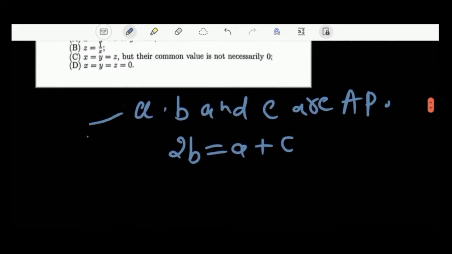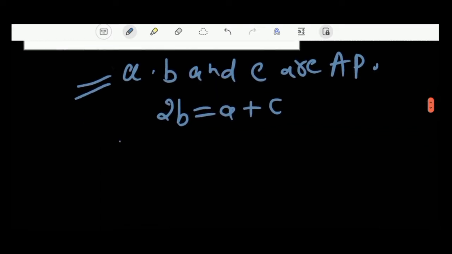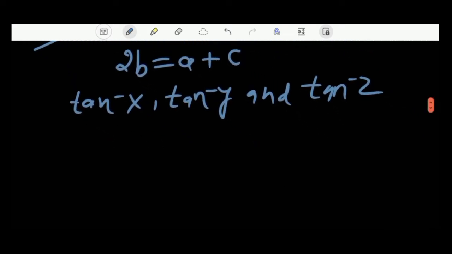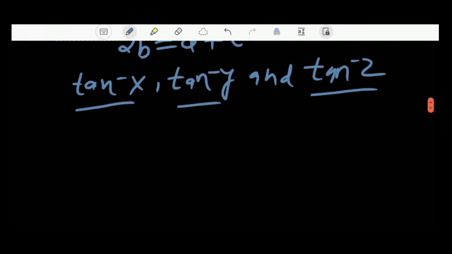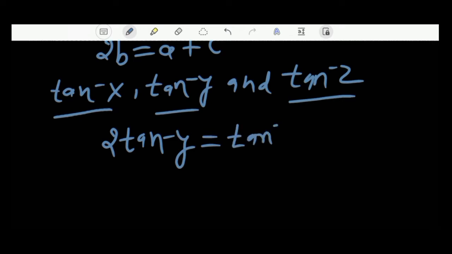So this property we're going to apply over here, because we know that tan inverse x, tan inverse y and tan inverse z, all three quantities, are inverse trigonometric ratios and they are in AP. So we can simply say 2 tan inverse y is equal to tan inverse x plus tan inverse z.